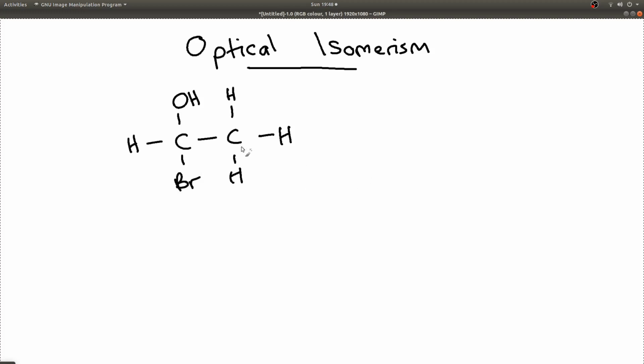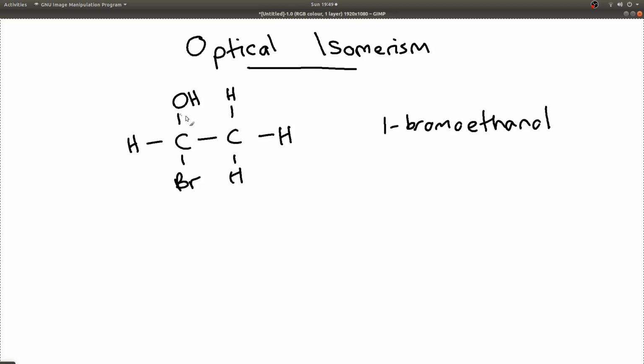So what is that molecule? Well, the OH means it's an alcohol. 2 carbons means eth, so it's ethanol. We've got a bromine on the first carbon. The first carbon is the one with the alcohol group on. So this would be 1-bromoethanol. And this molecule will actually show optical isomerism.